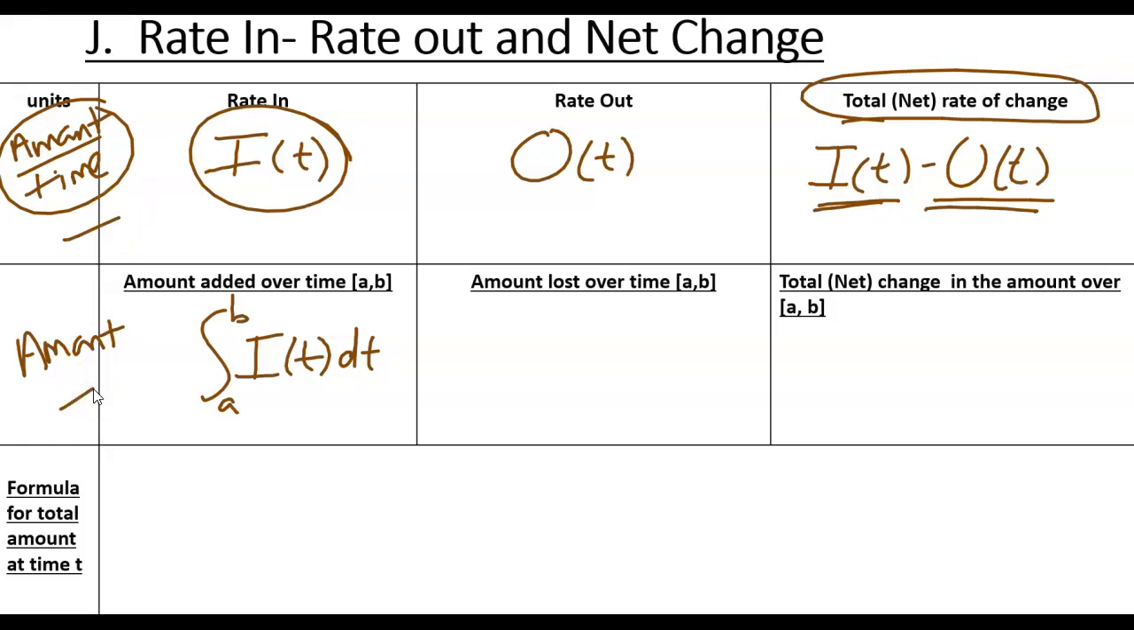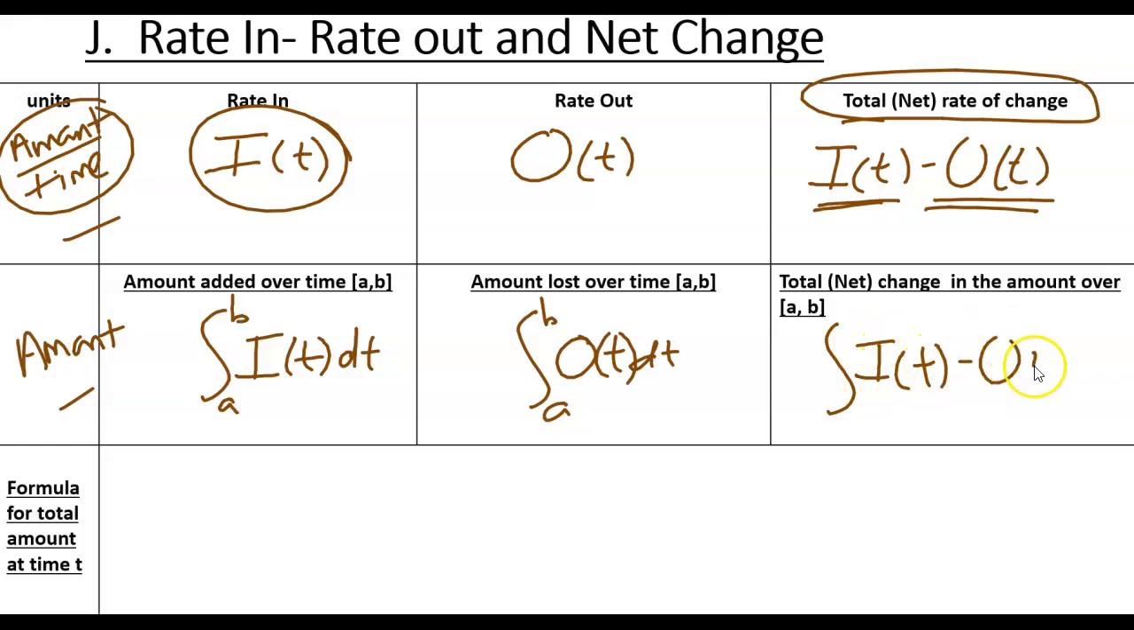If you want to find out the total that was lost over a certain period of time, you would integrate the rate out function over that time period. And then if you want to find what the total change in the amount was over time, then you would do both of those things combined. How much was added, how much was lost over that time period. And that tells you the total or net change in the amount. So this is the total rate of change up here. This tells you the total rate. This tells you the total amount.